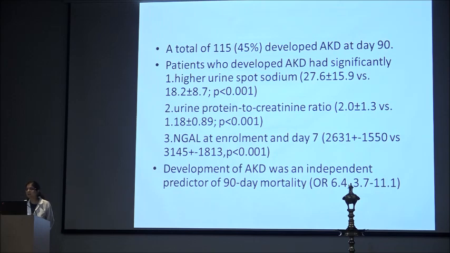Those who developed AKD had higher urinary spot sodium, higher urinary protein ratios, and higher NGAL. Development of AKD was an independent predictor of 90-day mortality, which is in tune with all the studies already quoted in the literature.